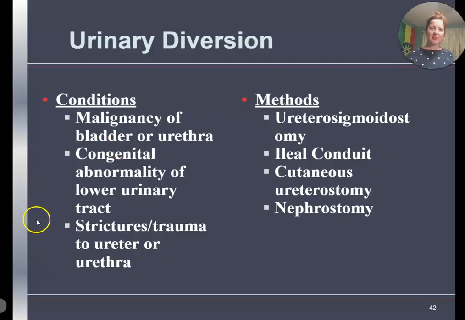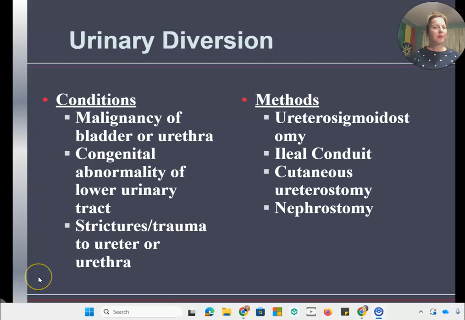We're going to go over urinary diversions. So I'm not going to spend as much time on this one because your fellow students are going to be presenting on this, but there's a couple things I want to make sure I talk about, and then we'll be done in just a minute or two. So this is slide 9.